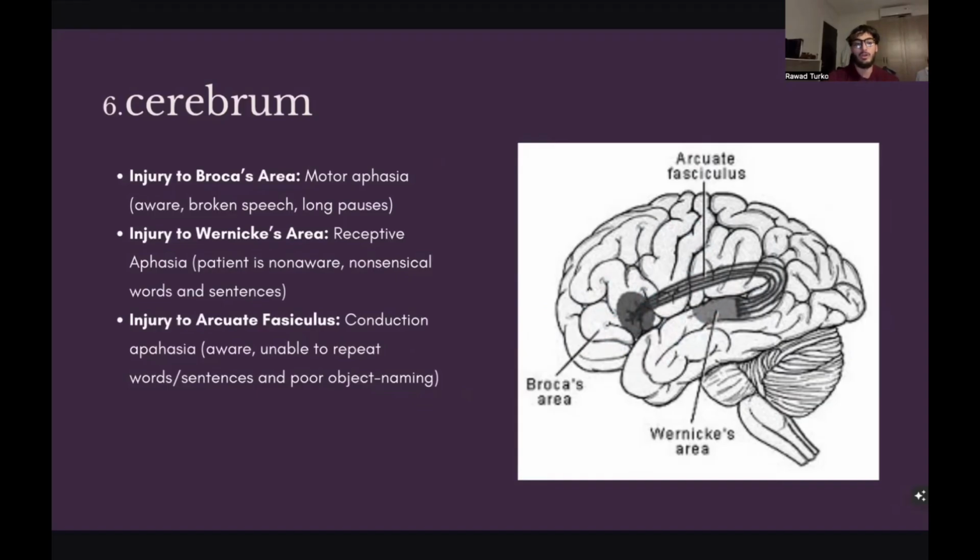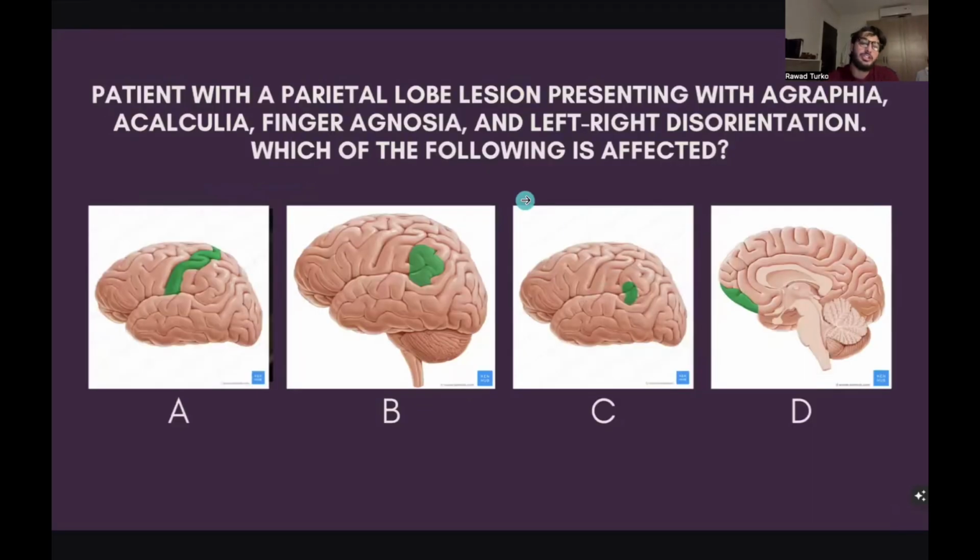All right. A patient with a parietal lobe lesion presenting with agraphia, acalculia, finger agnosia, and left to right disorientation. Which of the following is affected? This is a bit of a tricky one.